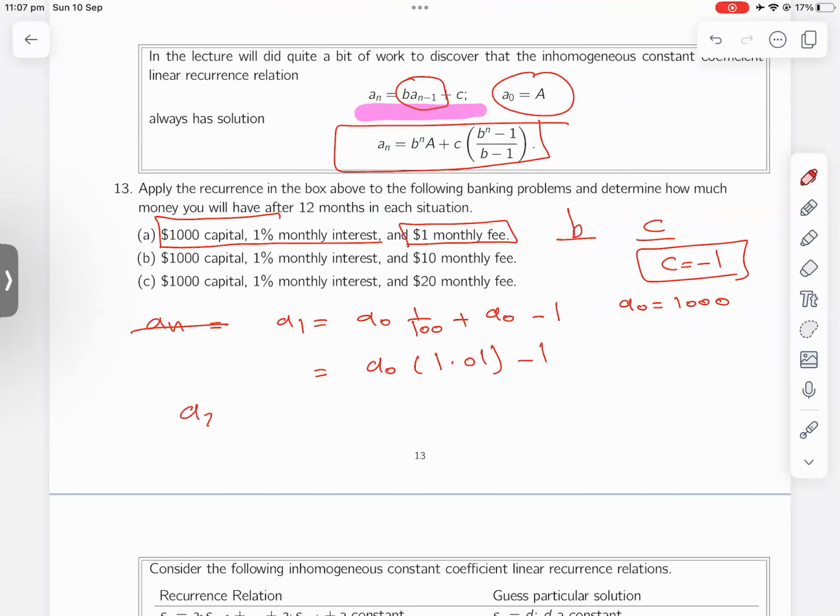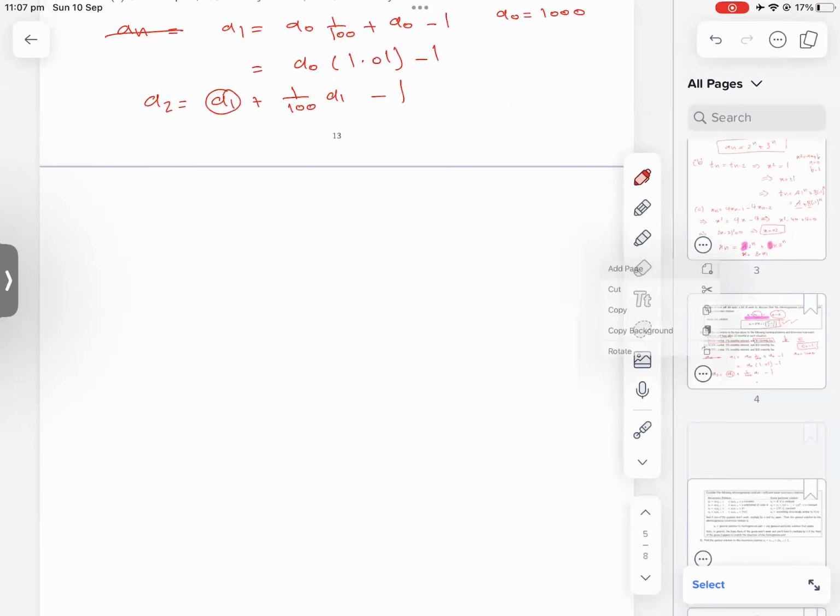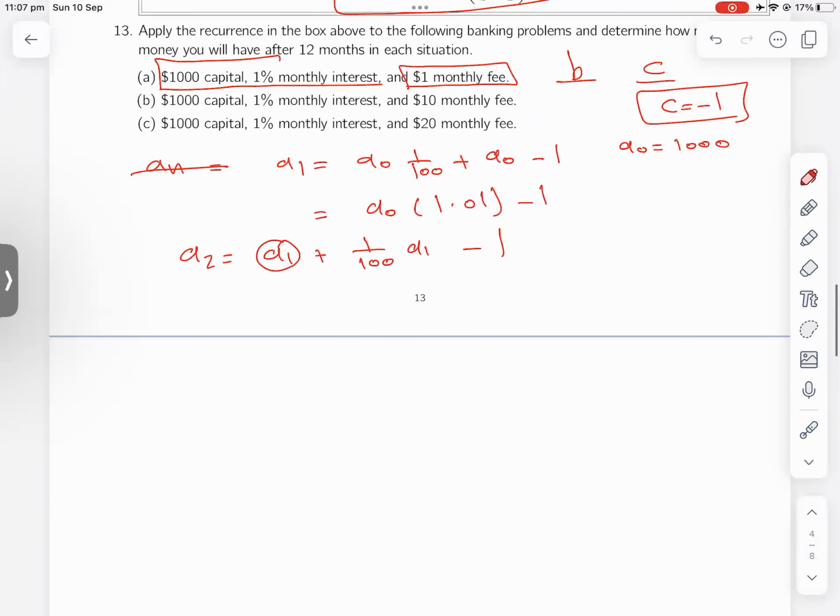So A2 will be A1 itself. 1% of A1 will be added to the previous one, minus 1 as well again. This was for A1. So now we can understand An here. Let's see that B is 1.01 here.